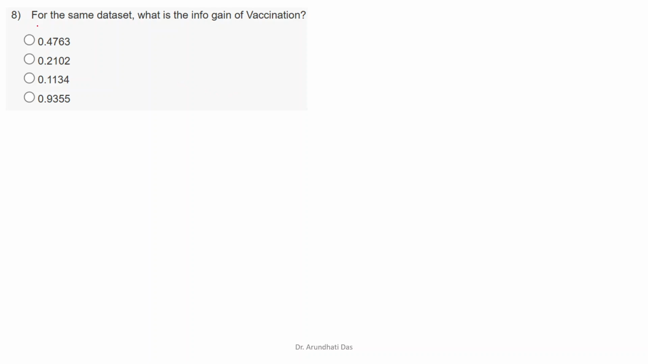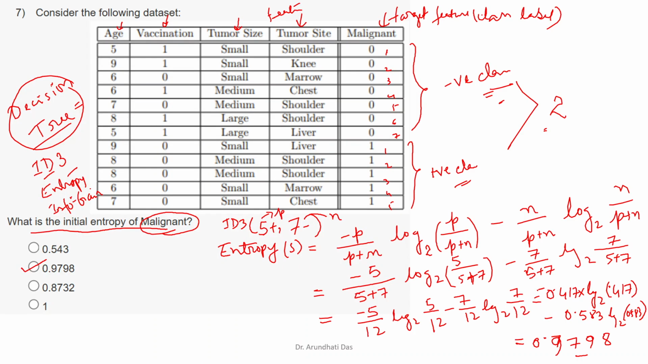The second question is, for the same data set, what is the information gain of vaccination? Okay, so in this data set you can see that vaccination is also having some attribute values or feature values. The feature values are only two types, 1 and 0, okay.